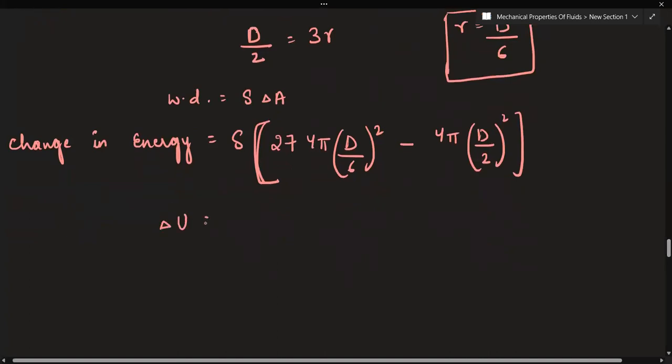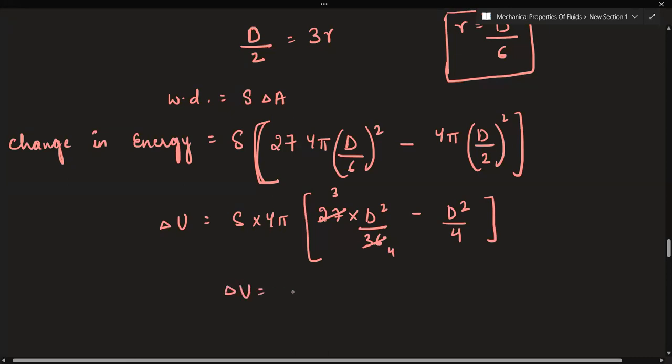Okay, so the change in energy would be surface tension multiplied by the area. You can take 4 pi common again. Now what are we left with? 27 into d square divided by 36, minus, since 4 pi has been taken common, here it would be d square divided by 4. So it would be 3 multiplied by 3, 9, and 9 multiplied by 4.